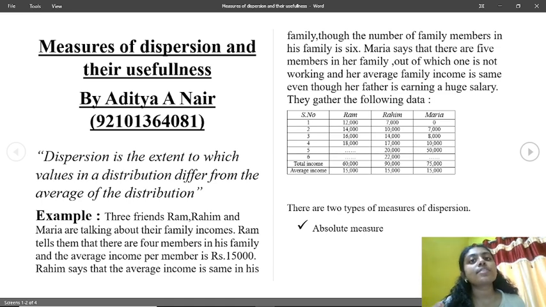Let's first know what is dispersion. Dispersion is the extent to which the values in a distribution differ from the average of the distribution. So let us understand this by an example.